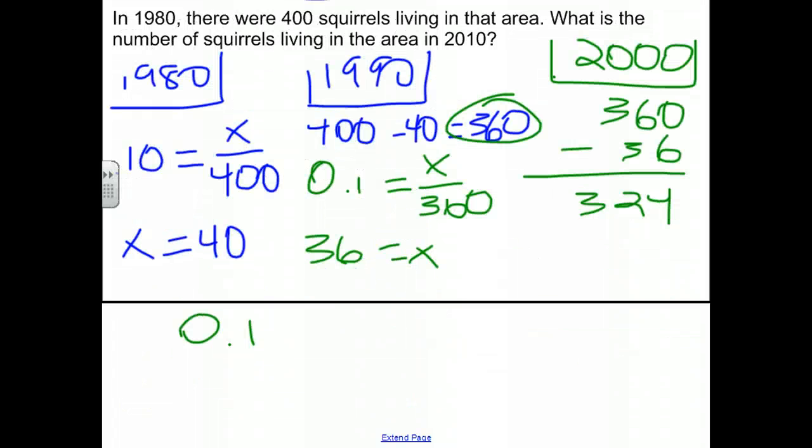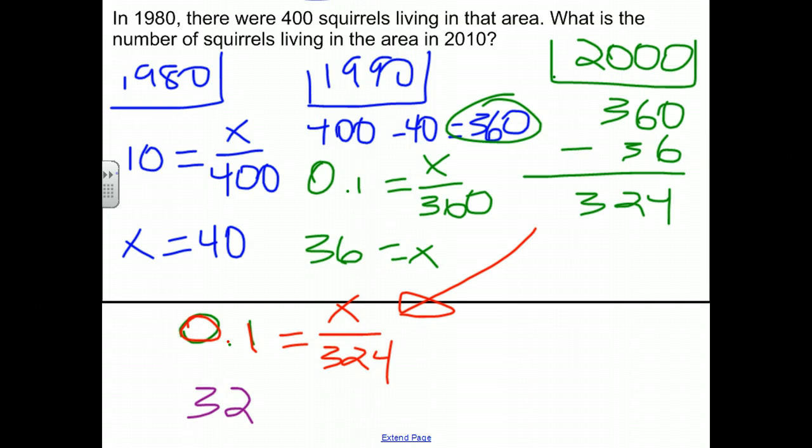And now from 2000 to 2010, which is what we're looking for, we once again say 0.1. I'll make this in red here so we can separate it. 0.1 is equal to x, because we're not sure what the change is, over 324, because that is our new total from 2000. Multiply both sides by 324 to solve the equation and get 32.4 equals x.